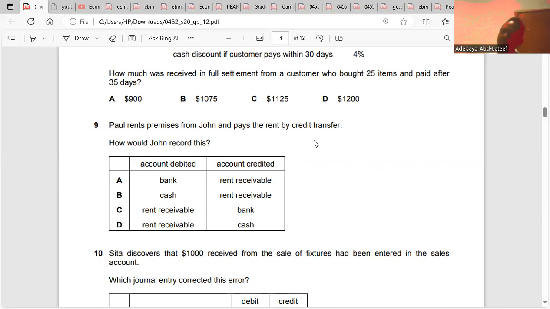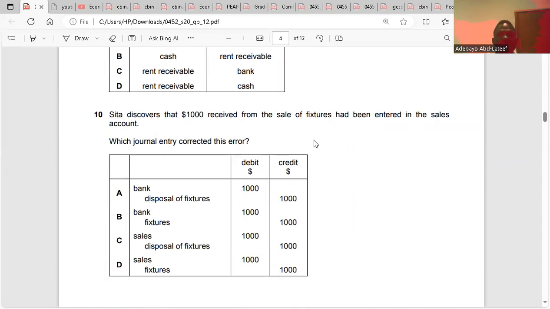Question 10. Sita discovered that 1,000 received from the sale of fixtures had been entered in the sales account. Which journal entry corrected this error? So the sales account was initially credited. So it has to be debited now. Yes. Now you have to debit it.